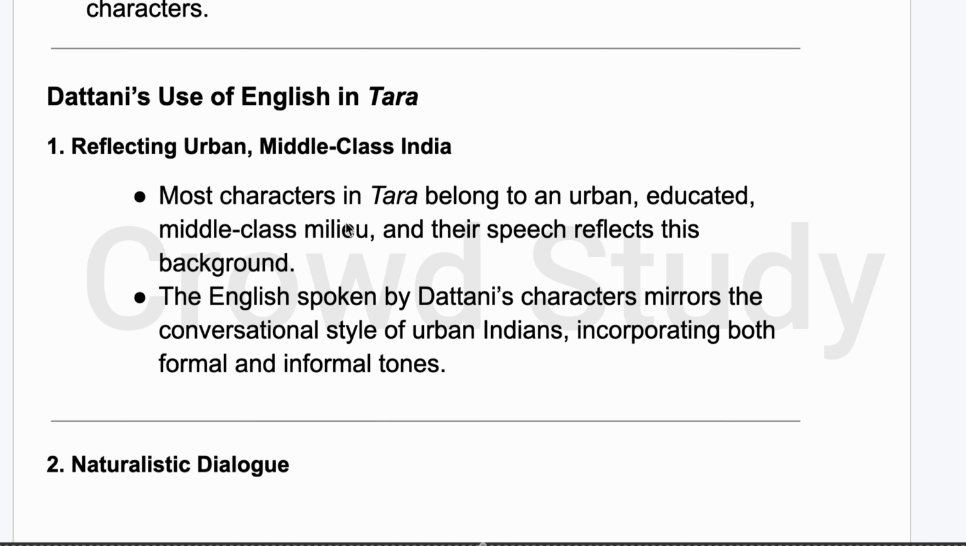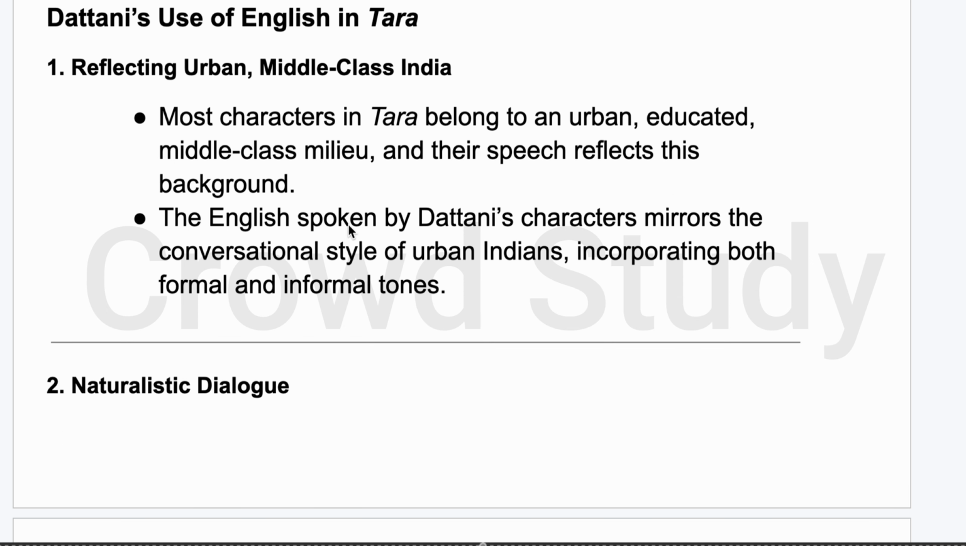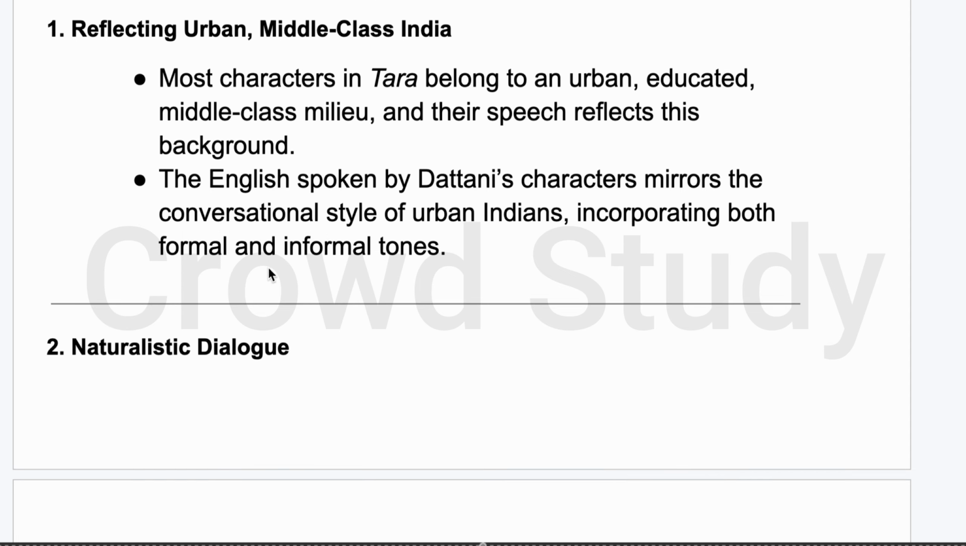Dattani's use of English in Tara. Number 1. Reflecting urban Indian class. Most characters in Tara belong to an urban, educated middle-class milieu, and their speech reflects this background. The English spoken by Dattani's characters mirrors the conversational style of urban India, incorporating both formal and informal tones.